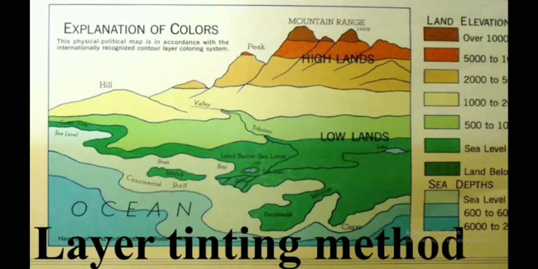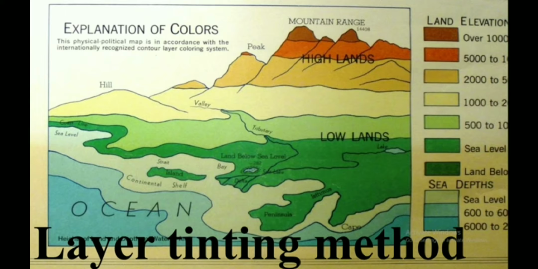Our next method is the layer tinting method. What happens in this method? This method is based on contour lines. In this method, the spaces between the contour lines are filled with color. Each color indicates a specific height. For example, water bodies like rivers and lakes are colored blue. The adjoining land is colored dark green. The land higher than that is colored light green. The next higher land is colored yellow.